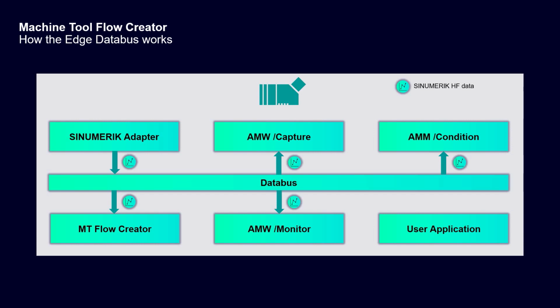The same thing goes for the SINUMERIK low-frequency data events. So whenever a variable from the NC changes, we get a notification from the SINUMERIK adapter, and the Databus provides that notification to all the applications which subscribe to that topic.